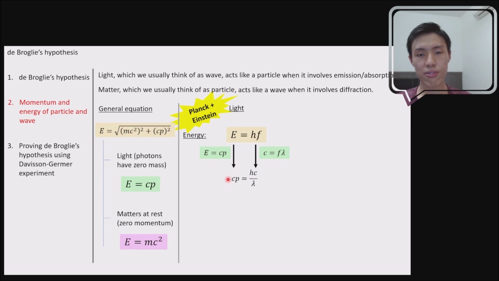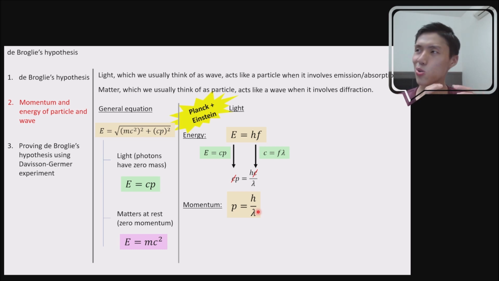Okay, so on the left hand side you have cp over here, and if you cancel the c, you'll get a very important equation for this chapter, which is p is equal to h over lambda. So this is the equation for momentum. It can be used to describe the momentum of light. It is valid. So the momentum of light is the Planck constant, 6.63 times 10 to the power negative 34, divided by the wavelength of the light. Momentum of light is the Planck constant divided by the wavelength of the light. Why is this equation important, right?